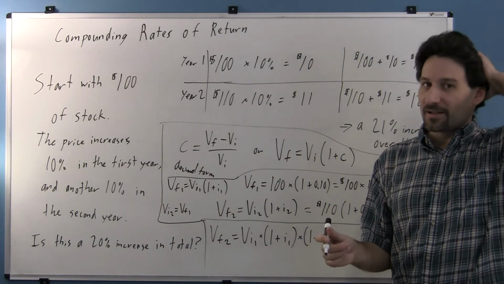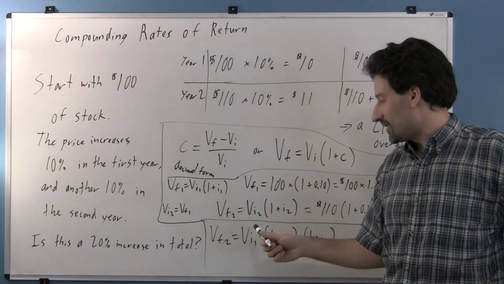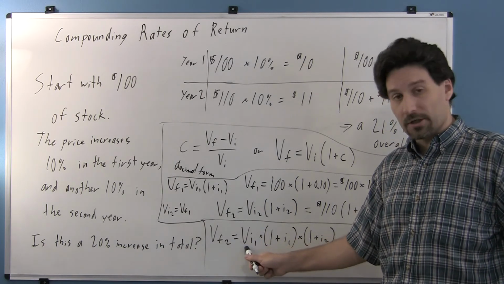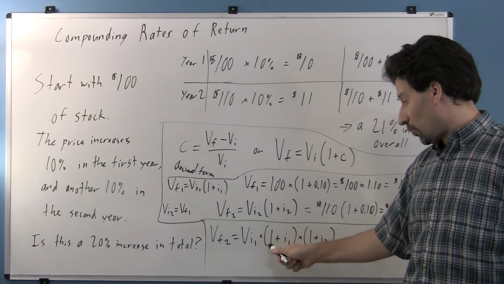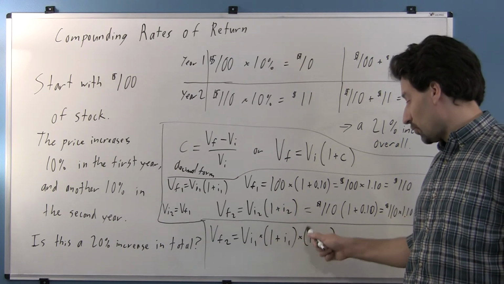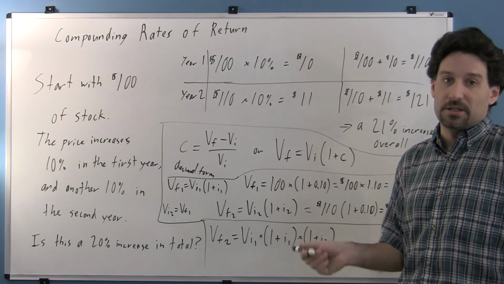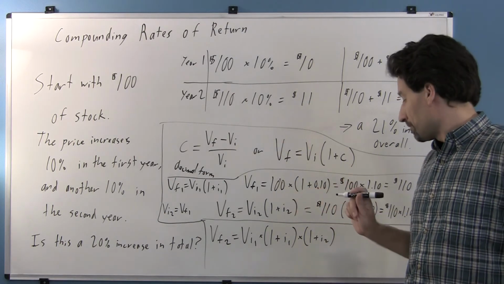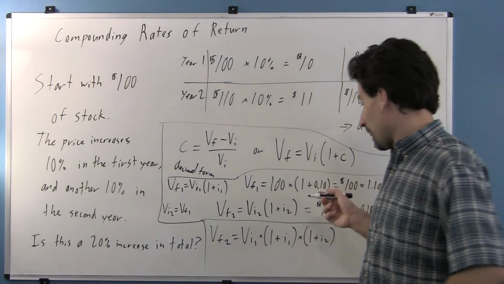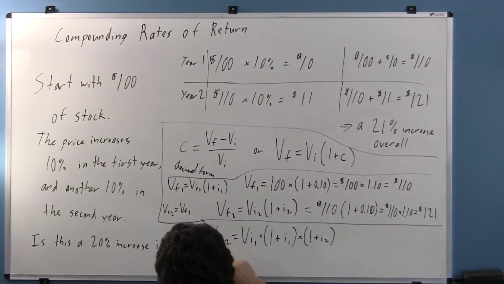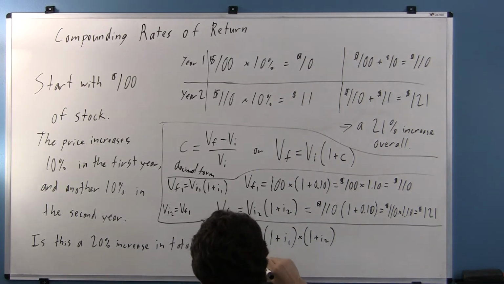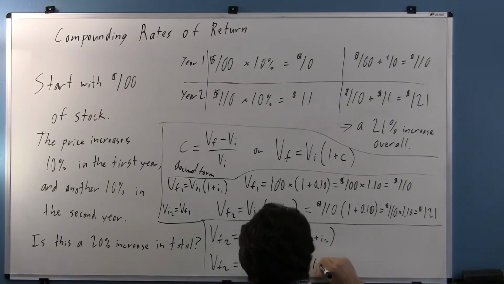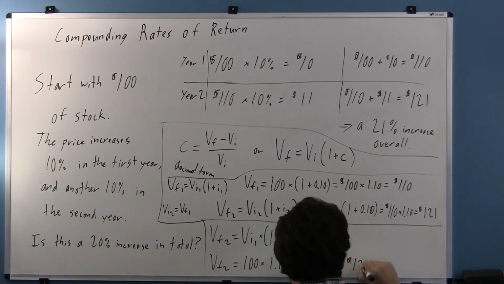So as a shortcut, we could have said, okay, what's the final value after 2 years of changes? Well, we're going to have our $100 to start times 1 plus a 10% increase times 1 plus, in this case, another 10% increase. But it doesn't have to be the same percent change. I just chose 10 and 10 to make the numbers nice and easy. So, like I say, in here we have VF2 equals $100 times 1.10 times 1.10, which gets you your $121.